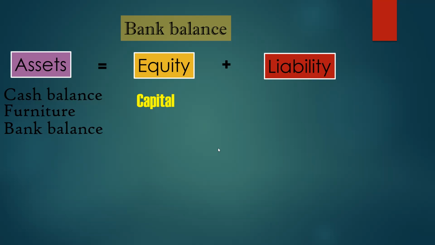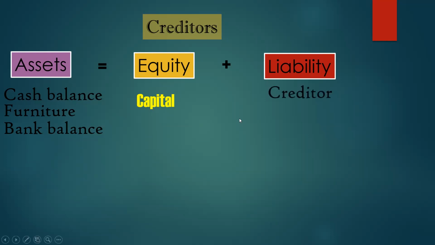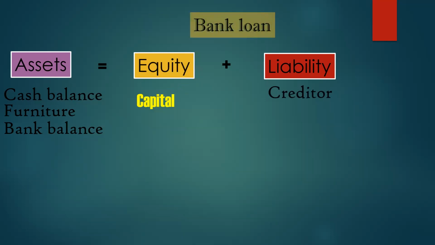How do you find the answer for this one? What is this? Well done. It is a liability. Creditors are liabilities. What about this? Bank loan.